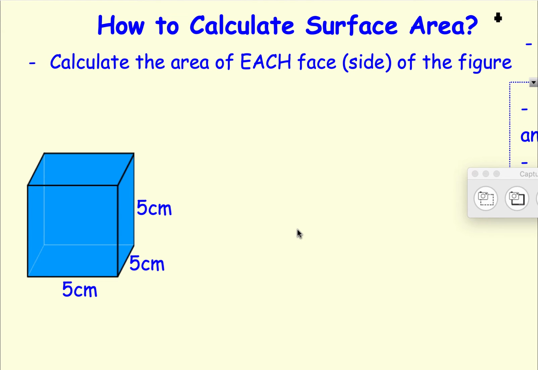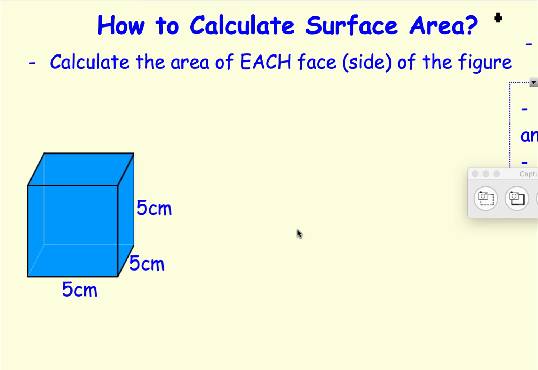Okay, so now let's actually calculate the surface area. To calculate the surface area of the entire prism, we have to figure out the area of each of the faces. Now the problem is not every single prism has the same exact number of faces, but it's pretty easy to figure out how many there are based on the base. So let's kind of count.